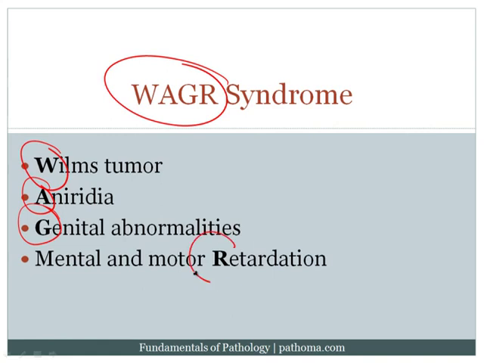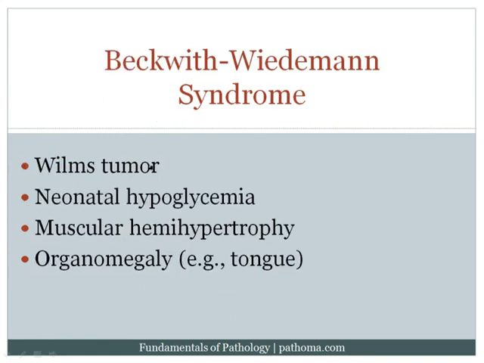mental and motor retardation. Another syndrome in which we can get Wilms tumor is Beckwith-Wiedemann syndrome. Of course, the patients would have Wilms tumor, but it would be associated with neonatal hypoglycemia, muscular hemihypertrophy, where the muscles on one half of the body are bigger than the muscles on the other half, and organomegaly, especially involving the tongue. And that concludes this section on renal neoplasia.